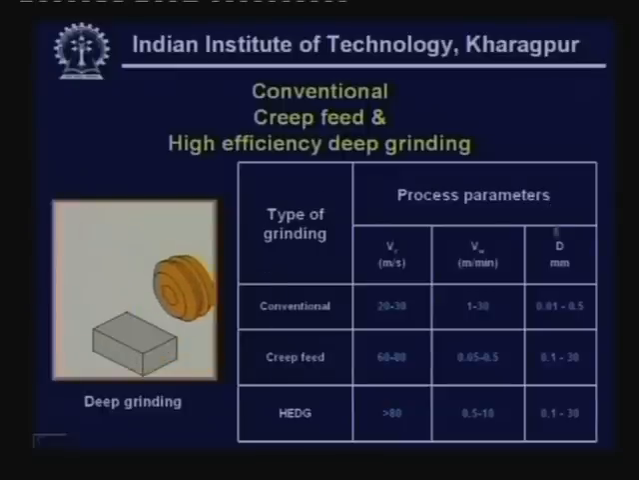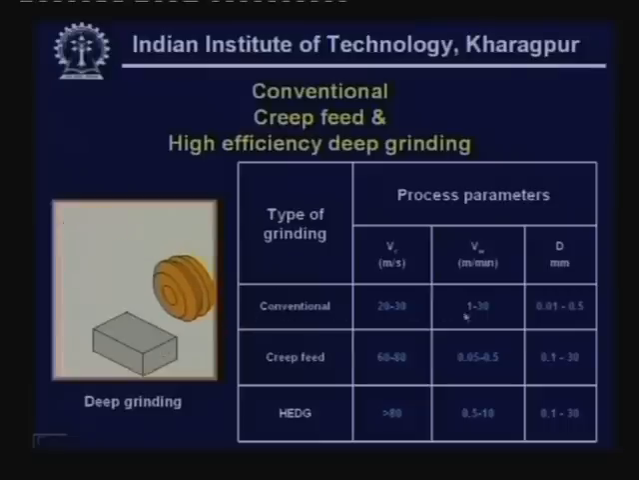Now, we can turn our attention to this table, where we can see the working ranges of various machines. If we see the conventional machine, at least what we can find is that the reciprocating motion is in the order of 1 to 30 meter per minute, and that is drastically reduced in the creep feed. Creep feed means feeding of the job at a very slow speed, that is why it is called creep feed, and we can see the value is quite low compared to conventional grinding.